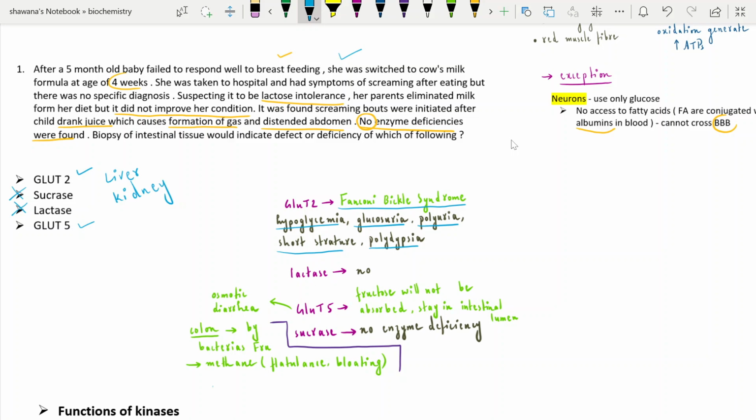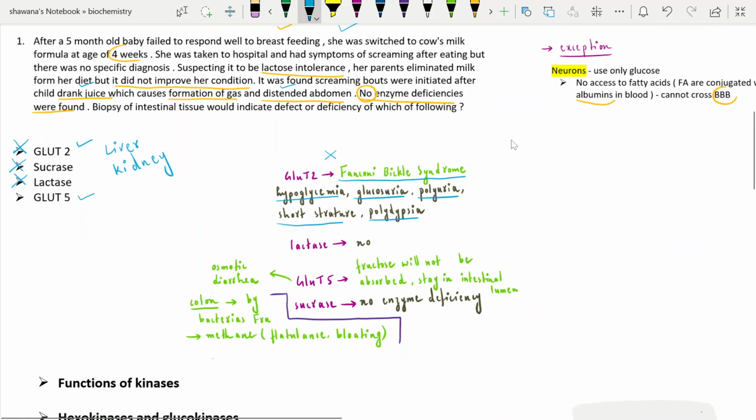It is mentioned that she has formation of gas after drinking juice and distended abdomen. While in Fanconi-Bickel syndrome, it's hypoglycemia, polydipsia, polyuria and glucosuria. So GLUT2 is also eliminated from the options. We are left with GLUT5. GLUT5 is a fructose transporter. As I mentioned in the previous lecture, GLUT5 is required for the transportation of fructose.